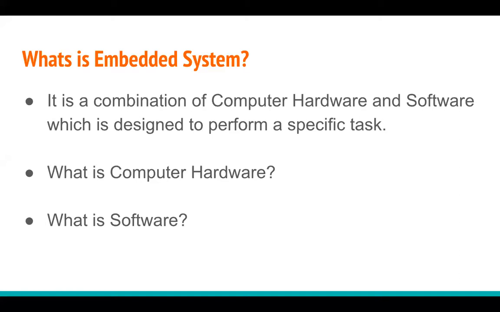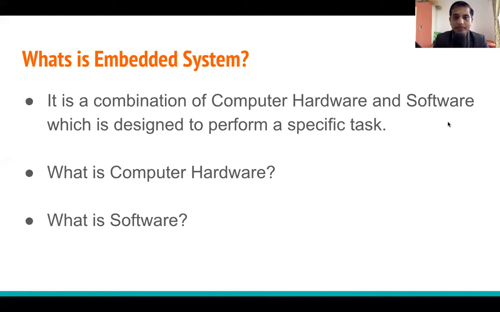So what is an embedded system? Very simple definition. It is a combination of computer hardware and software. You can note this down. It is a combination of computer hardware and software which is designed to perform a specific task. Now this second line is very much important regarding the embedded system. If I remove the second line, then the first line is not a part of the embedded system. The second line makes that system embedded. You have written a program for a computer hardware, but for what? You have written a program which is performing a dedicated task, a specific task only.